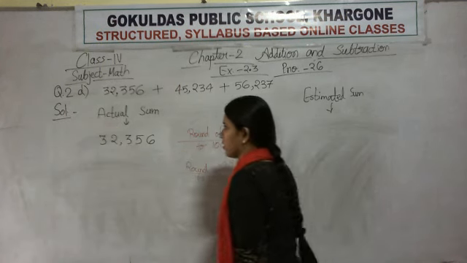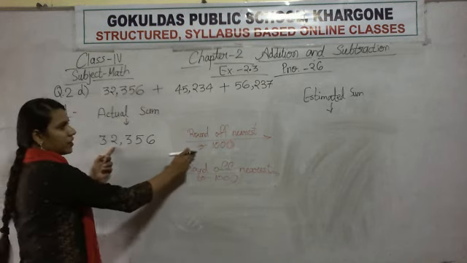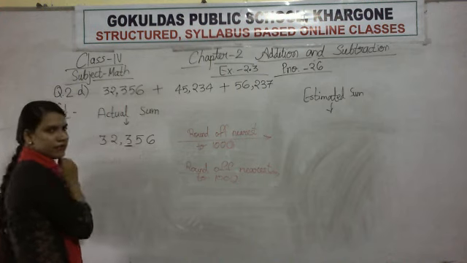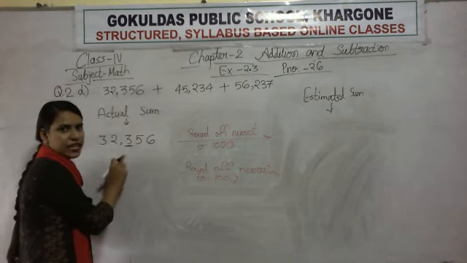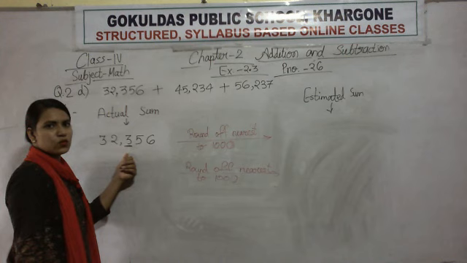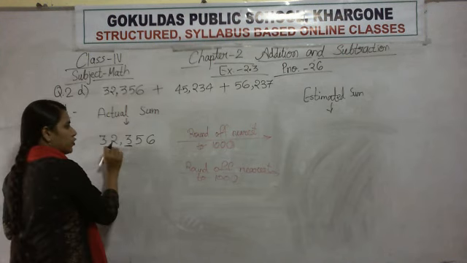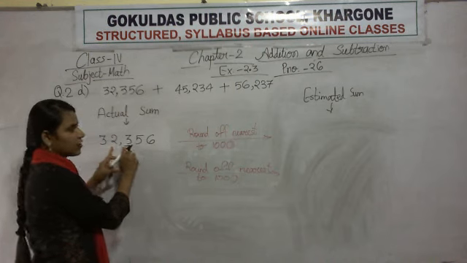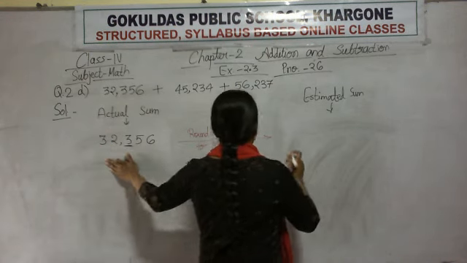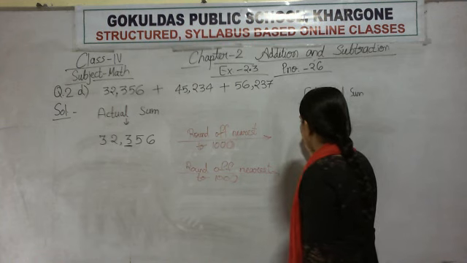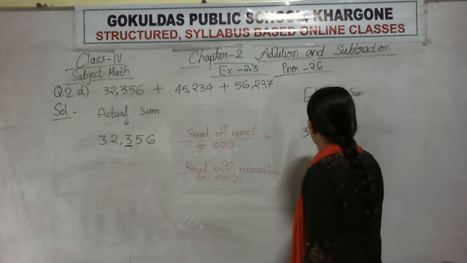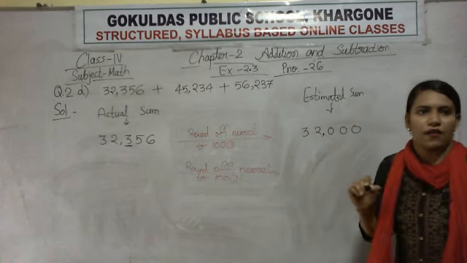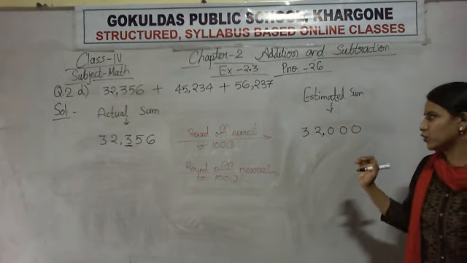So round off this number. For rounding off the number nearest to 1,000, which digit you will check? You will check the hundreds digit. At hundreds digit 3 is there. So what you will do? According to rule, you will keep the thousands digit as it is and make ones, tens and hundreds place to 0. So after rounding off this number, you will get 32,000. Okay. After rounding off the number, you got 32,000.